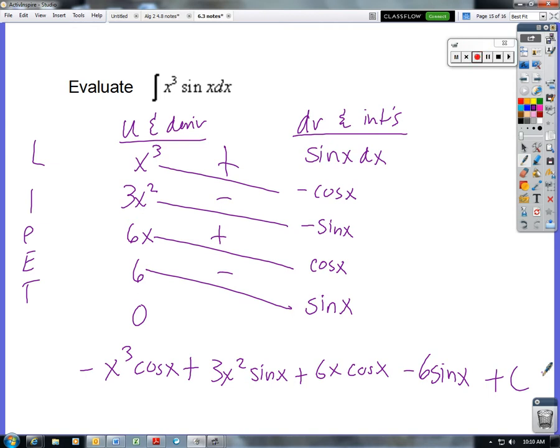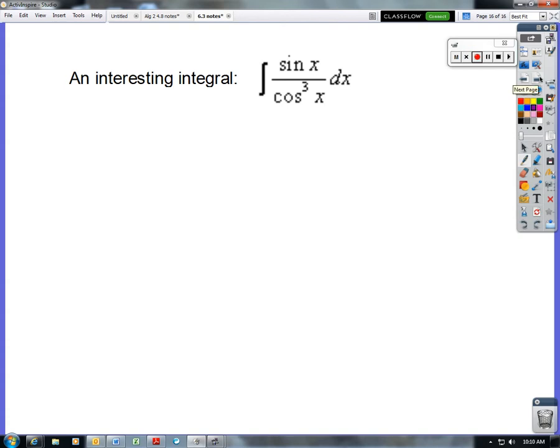Tabular is actually kind of fun. Works right out real nice. Now this last one, I would like you to do this one on your own, please. So please pause and, oh, you know what? You don't actually need parts on this one, because I was going to say it's not a product. So do this one with techniques we've learned so far.